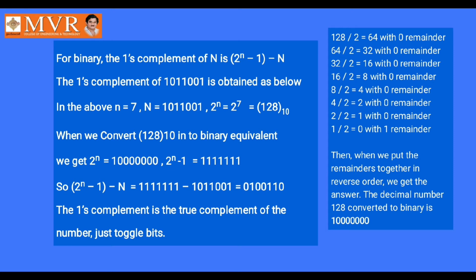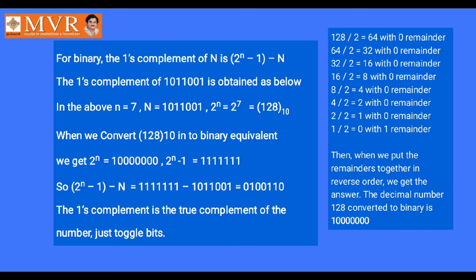If you get 2 power n as 10000000, you have to subtract 1, because the formula says 2 power n minus 1. Then you will get all 7 ones. What I told you in the previous slide is that same thing. If n number of digits are there, you subtract each digit from 1 to get the r minus 1 complement. Again, we are getting the same result but in a scientific manner by using a specific formula. So after subtracting the given value from all ones, you will get 0100110 as the final result for r minus 1.